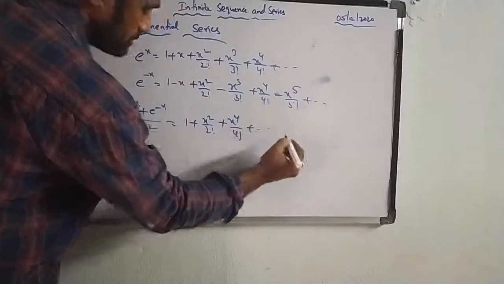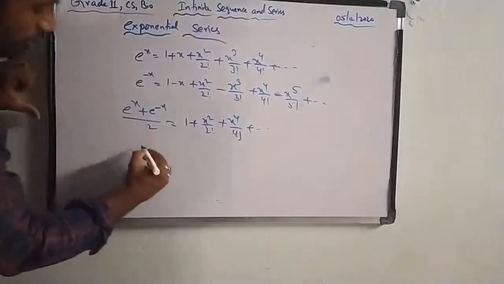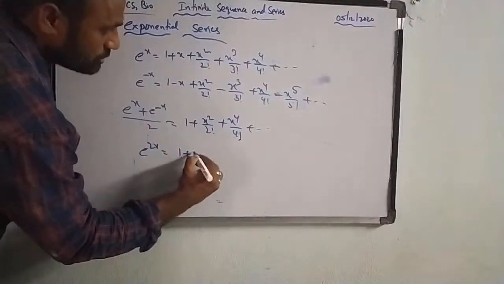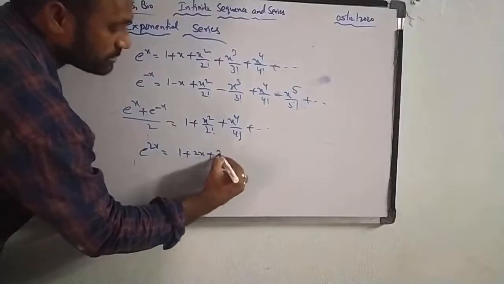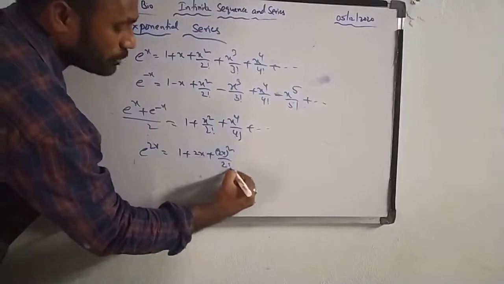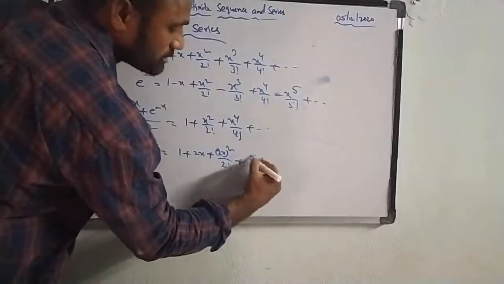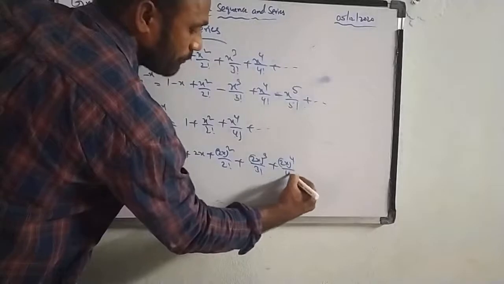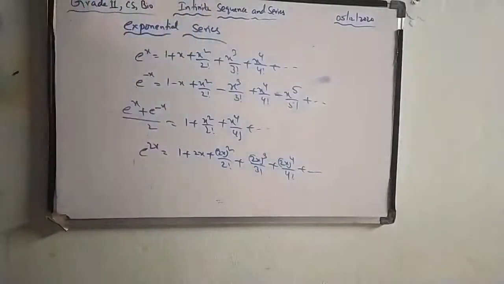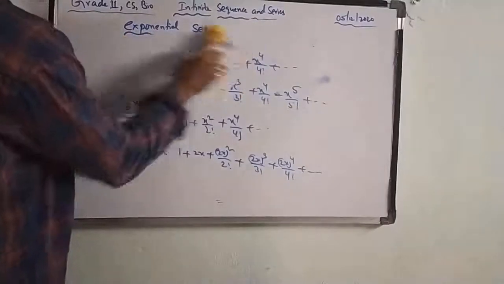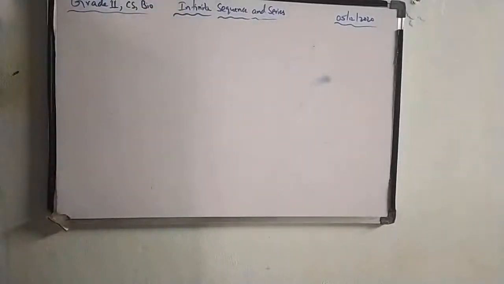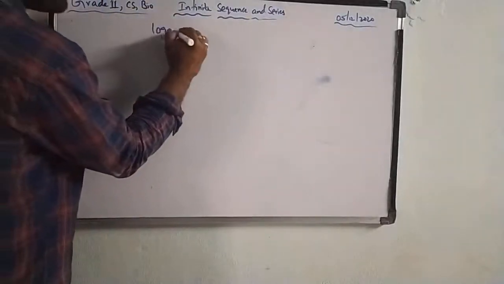plus so on. If I want e to the power of 2x, it means that in place of x, you need to substitute 2x. So 1 plus 2x plus (2x) whole square by 2 factorial plus (2x) whole cube by 3 factorial plus (2x) whole to the power of 4 by 4 factorial plus so on. So this all comes under the exponential series. Next, let us talk about the logarithmic series.